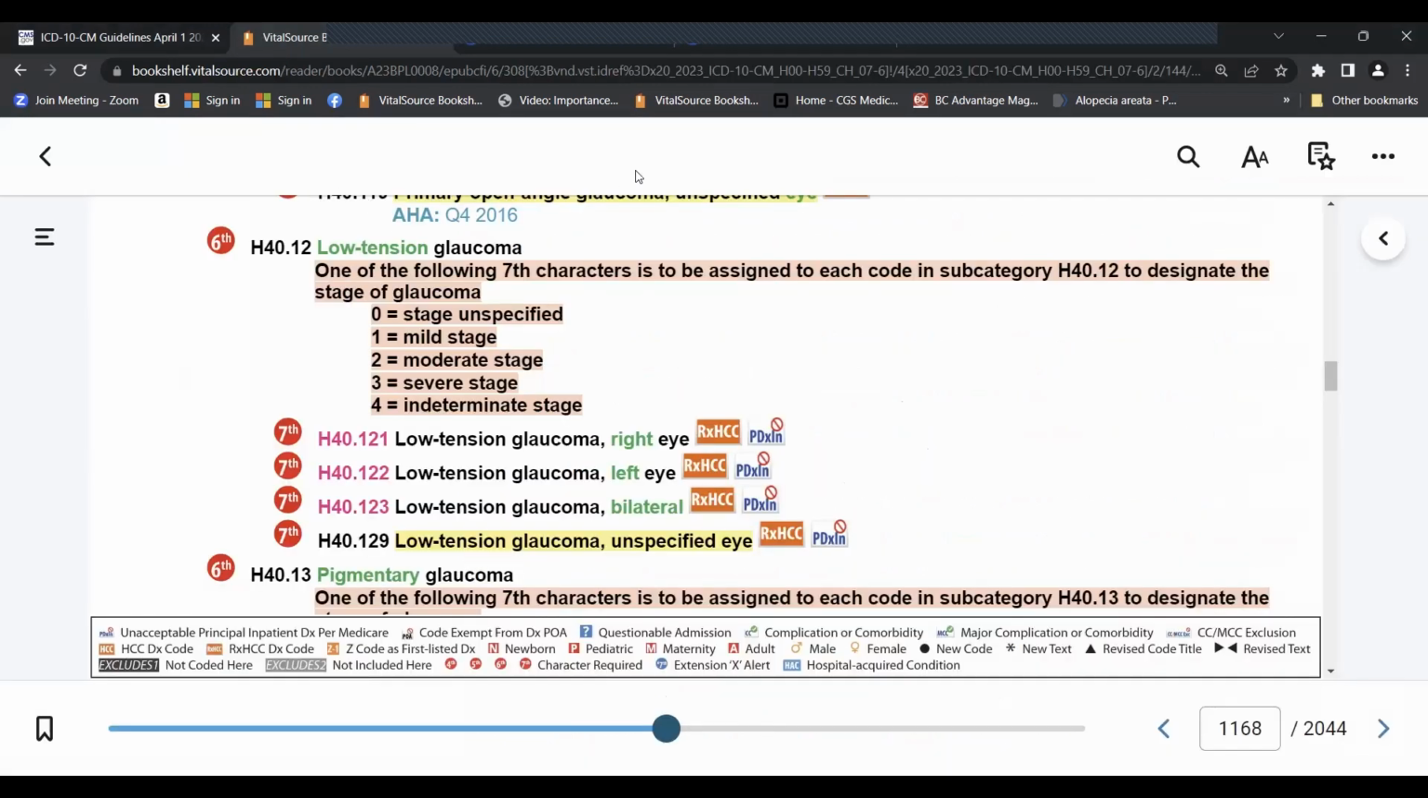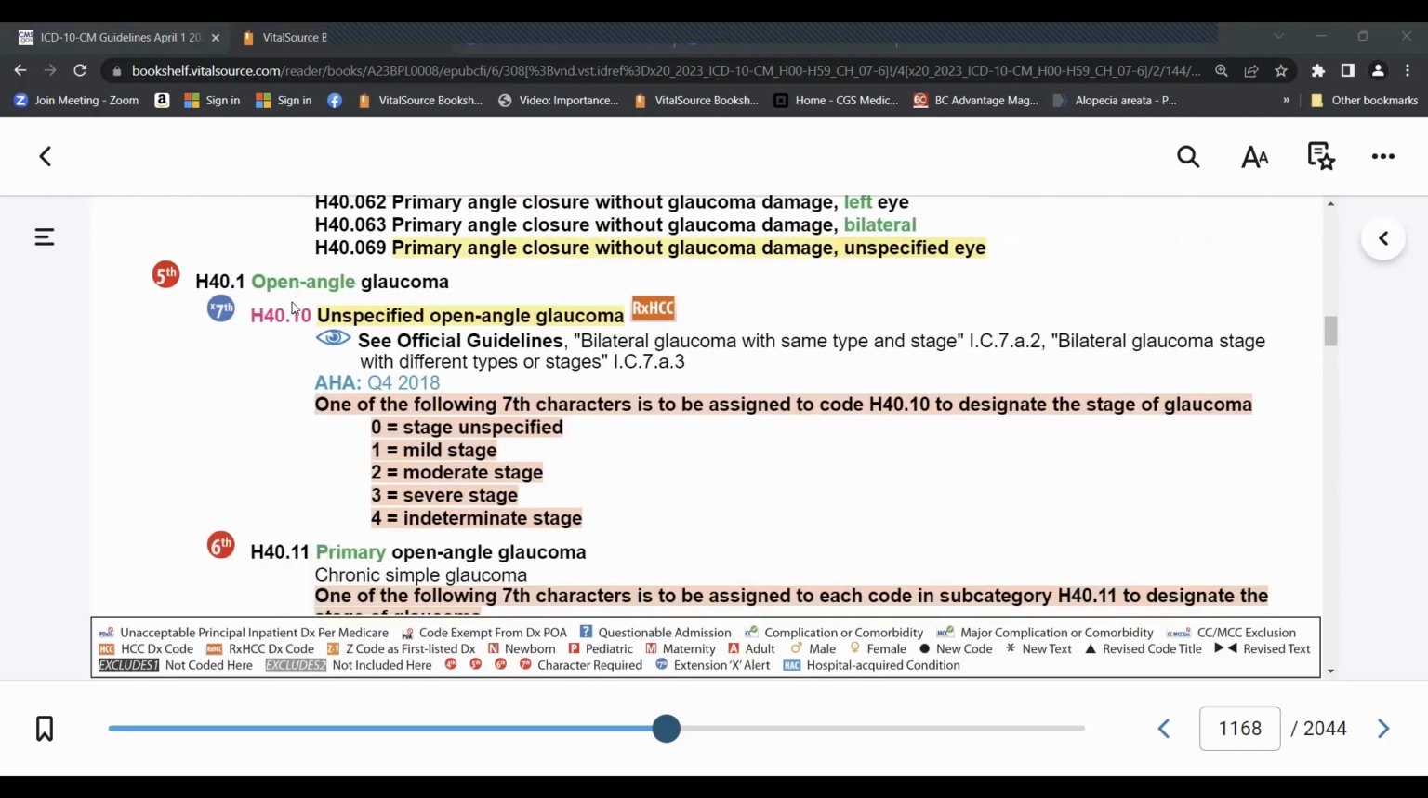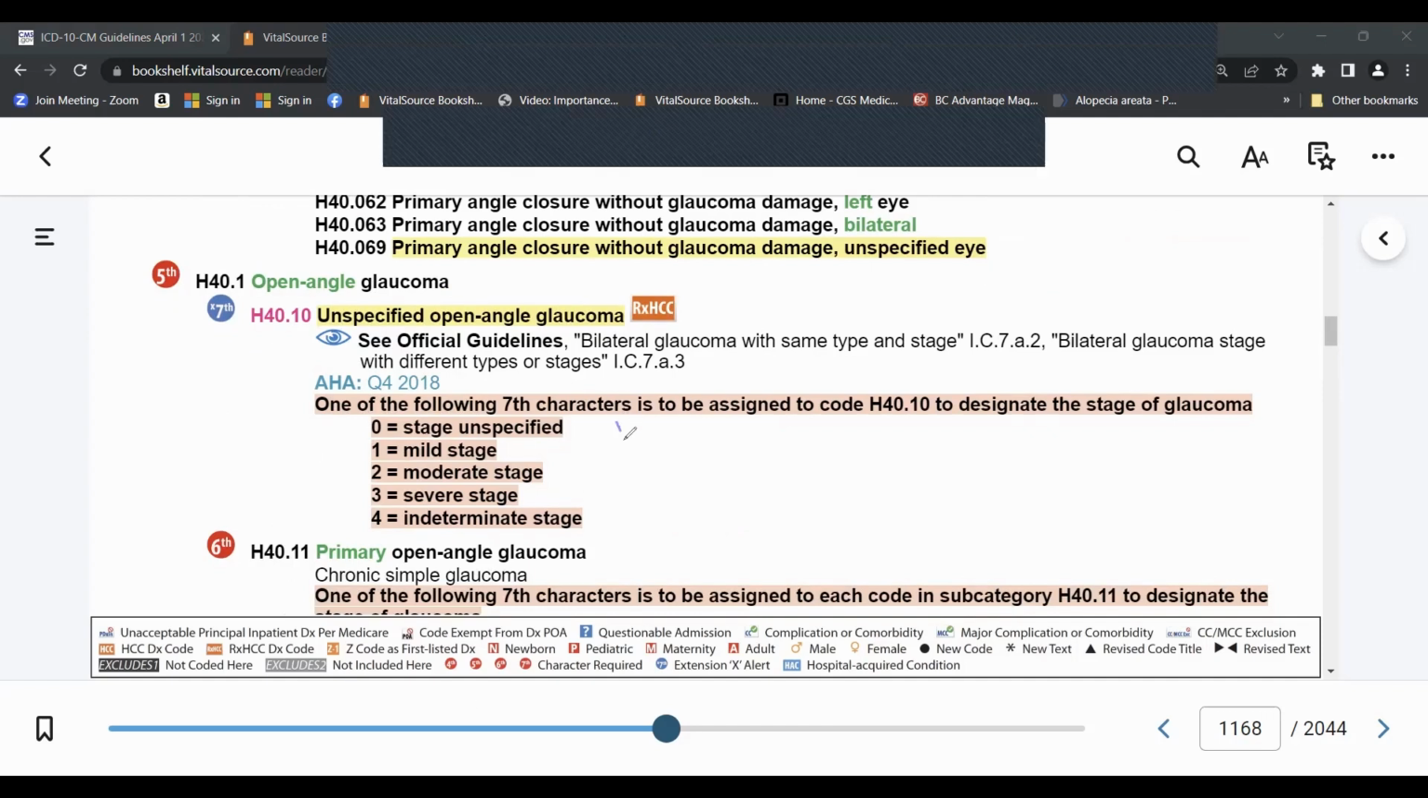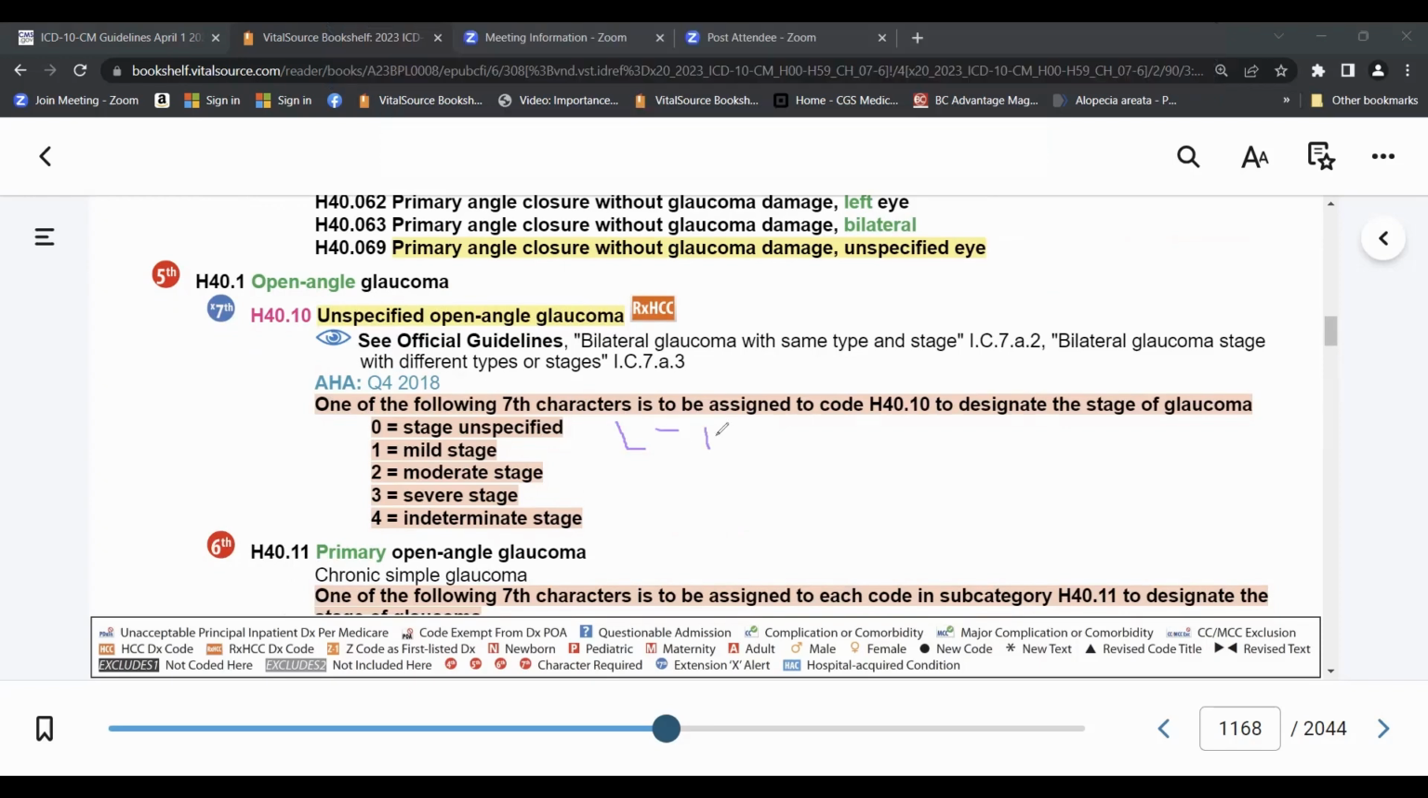So let's flip back to our coding manual. Make sure that we're looking at it, and we're going to use H40.10 again. Remember, H40.10 did not have laterality, so we don't know if it's left or right. But if the left eye is H40.10, no 6 here, X. Let's say the left eye this time is moderate, so that would be a 2. And then let's say the right eye was 1.